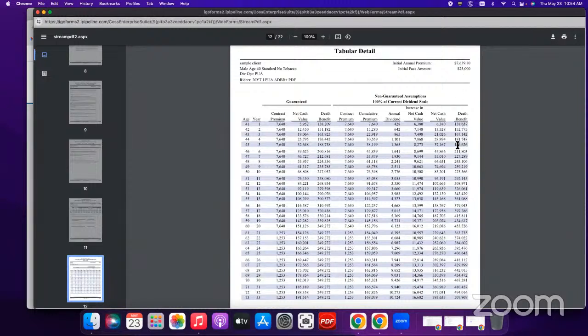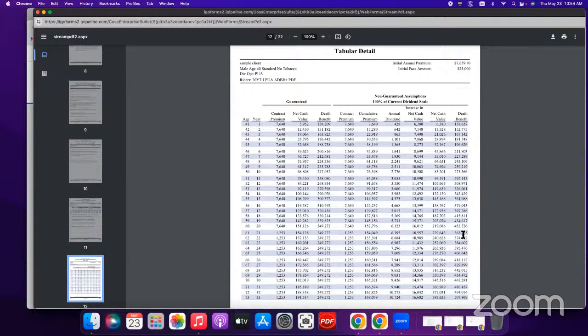So, okay, let's look at year 10 at 760. Cash value is 85,000. So that's $20,000 more after 10 years. Death benefit is at 275. Now, if you jump out to year 20, their cash value is at 219 versus 180, a $40,000 difference, and their death benefit is at 453.